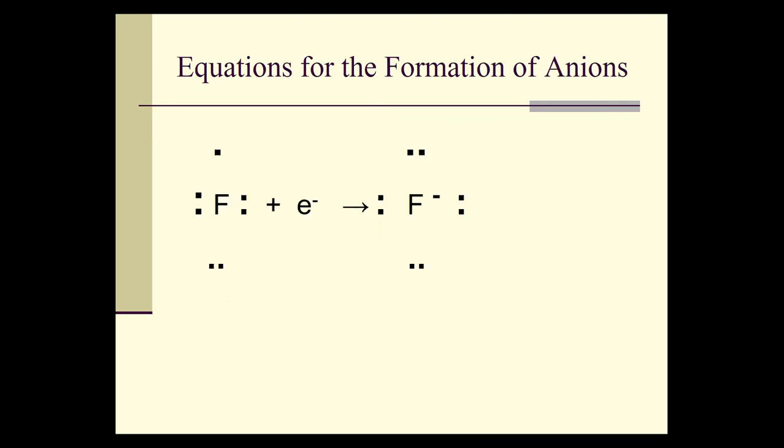This is showing the formation of anions. Remember fluorine is in group 17 as well. It has 7 valence electrons, so therefore it just needs 1 valence electron to make it happy. So that one's going to join the party. And when that happened, fluorine got that negative charge because now there's 1 more negative part than there are positive parts.